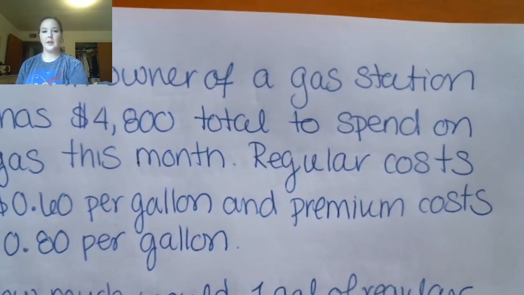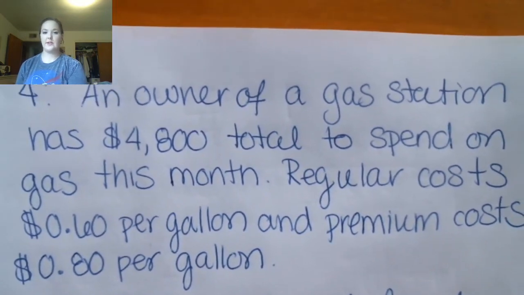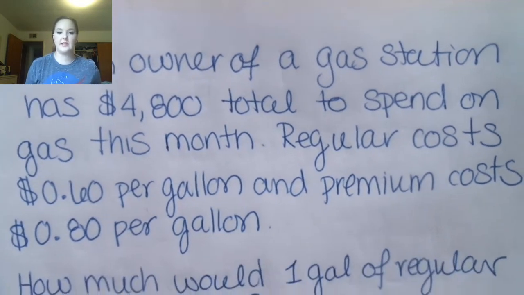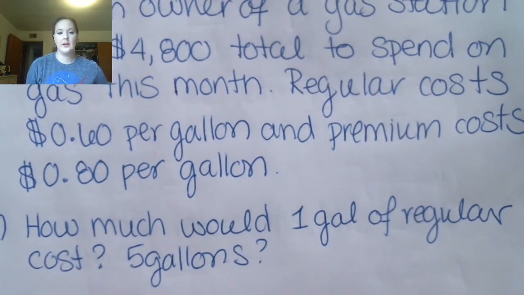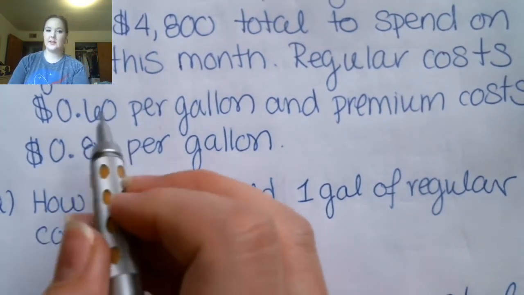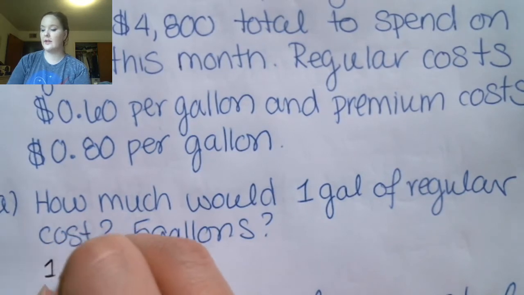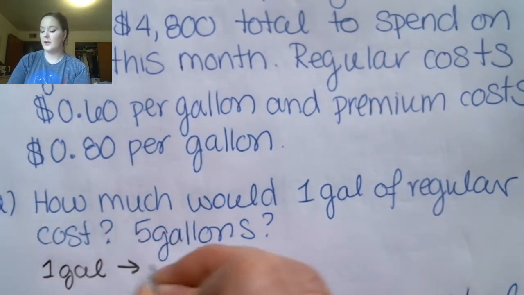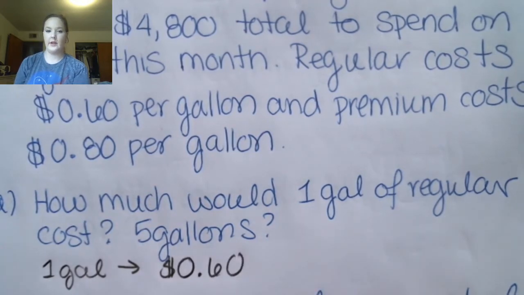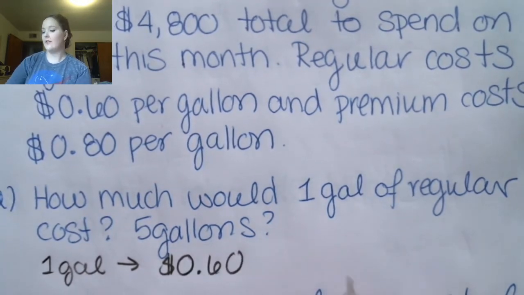An owner of a gas station has $4,800 to spend on gas this month. Regular costs 60 cents per gallon and premium costs 80 cents per gallon. Okay, so how much would 1 gallon of regular cost? What about 5 gallons? So 1 gallon of regular, you can see it's 60 cents per gallon. So 1 gallon would be 60 cents.